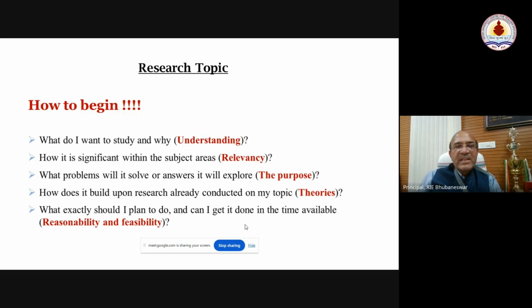Because there are so many researches already conducted. If I'm replicating, duplicating them, then there is no use. So I need to know what type of theories exist, what the shortfalls of those theories are, why those theories are not useful, why I should go for a new theory, right? And how I can construct a theory.